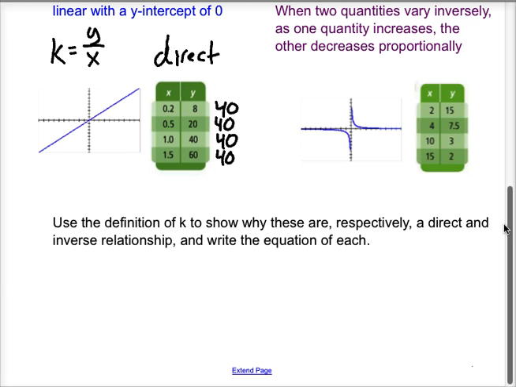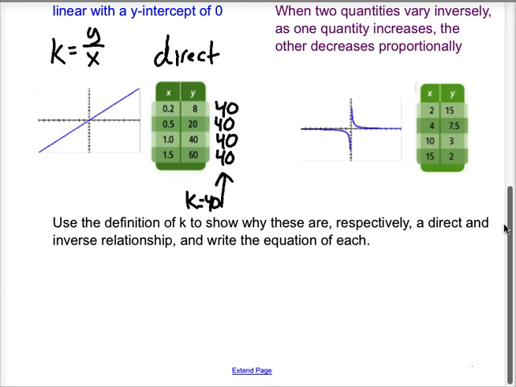So if you notice, every one of these is the same, okay? When I took y divided by x, I was always getting the same constant. That is what tells me that this is in fact a direct variation. Again, because y divided by x was always the same value, was always that 40. So that means that is my constant for this direct variation.